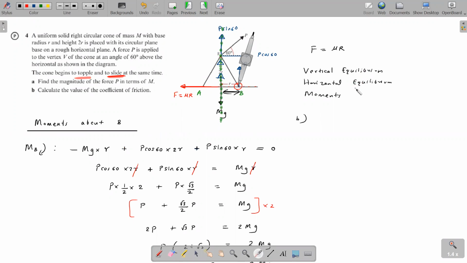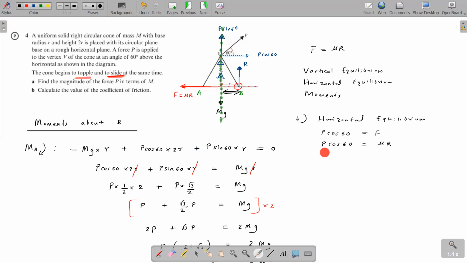So we have vertical equilibrium and we have horizontal equilibrium. We'll go with horizontal equilibrium. If you consider the forces acting horizontally, we have P cos 60 acting to the right, and that should be equal to F, which is mu R. Can you guys see? So P cos 60 equals mu R.